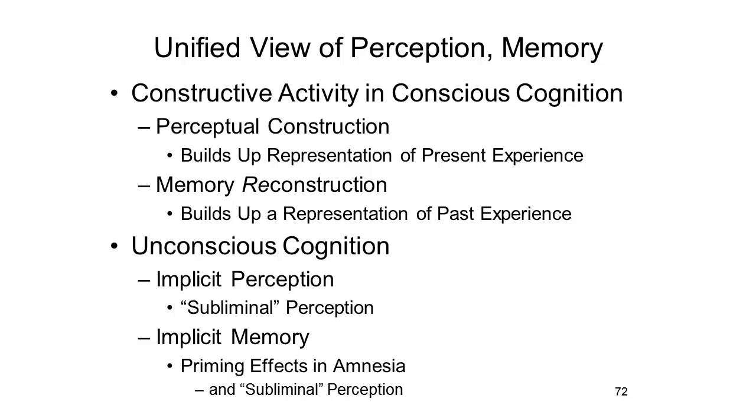In the same way that we can have unconscious perception in the form of subliminal perception and other manifestations of implicit perception, we can have unconscious memory in the form of priming effects in amnesia. Memory and perception go together. Memory and perception both involve reasoning, judgment, problem solving, and decision making, and it's to those topics that we turn next.